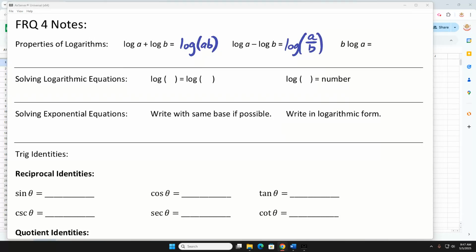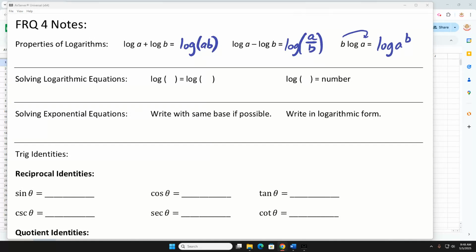What if there's a number multiplied in the front? What do you do with that number? A to the B. Good. It moves up to an exponent. Good. Okay, it's very possible that you might have to solve a logarithmic equation.